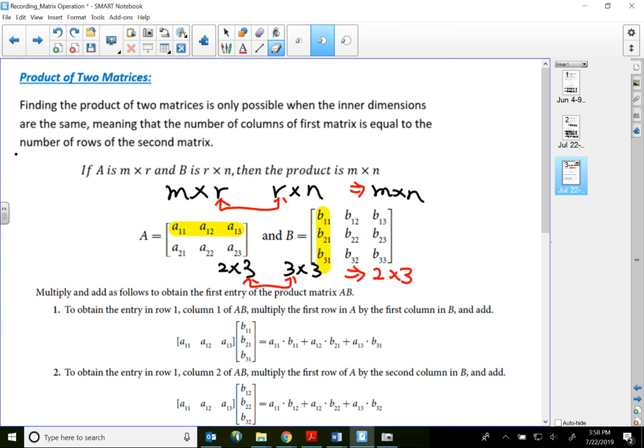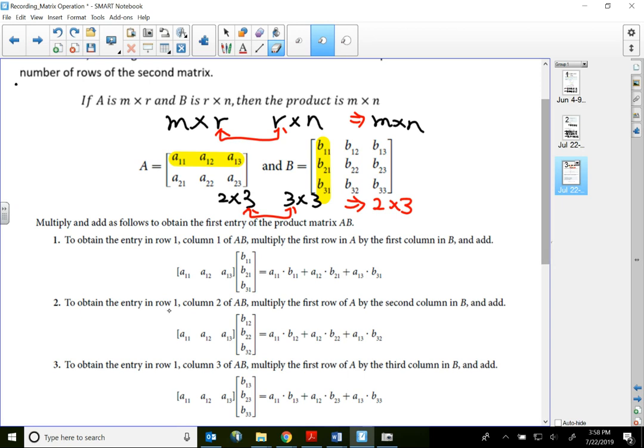So what we do is take row 1 against column 1: take the 1, 1 entry times the 1, 1 entry, plus the 1, 2 entry times the 2, 1 entry. See how they reverse right here? And then plus the 1, 3 entry times the 3, 1 entry. Once you multiply them and add them up, that will be the 1, 1 entry of the answer.